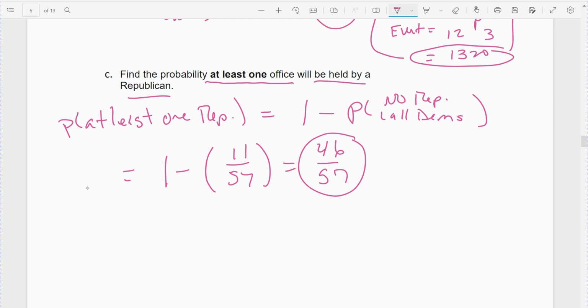But there's the probability. Alright, so that finishes up the going through permutations examples. The next one is we're going to go through combinations examples. Alright, so my next set of notes is all combinations.